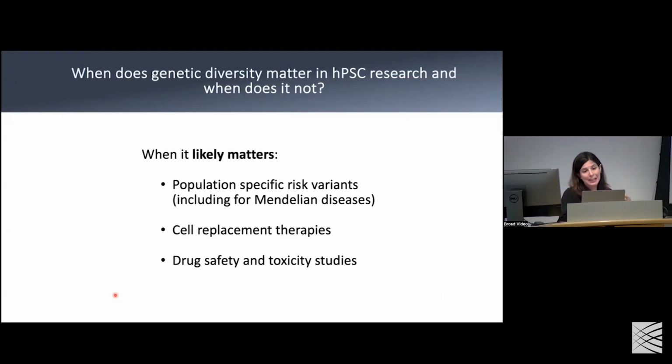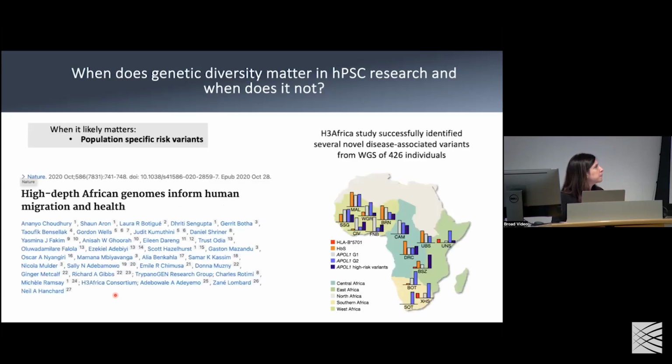However, when it likely matters is when we are thinking about population-specific risk variants, and that can even include Mendelian diseases, in the context of cell replacement therapies and drug safety and toxicity studies. And I'll give examples on each of these points.